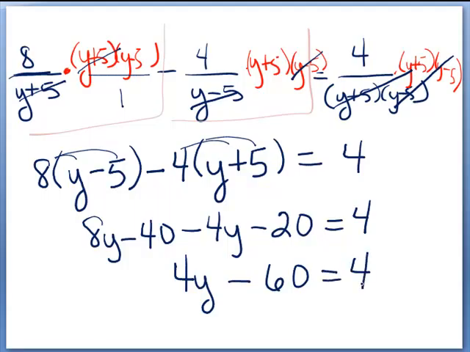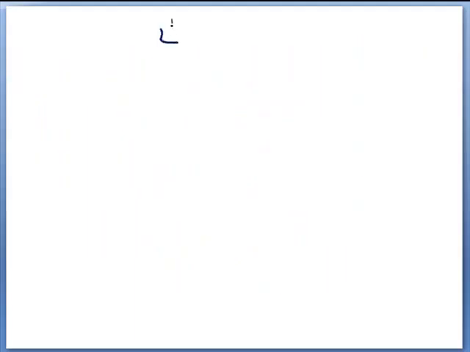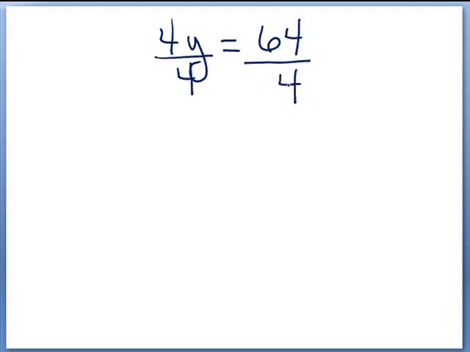Then we're going to add 60 to each side. And as we add 60 to each side, we have 4y is equal to 64. Then our last step is to divide by 4. And y is equal to, what will we have here? 64 divided by 4, we have 16. So our answer, our solution, is 16.